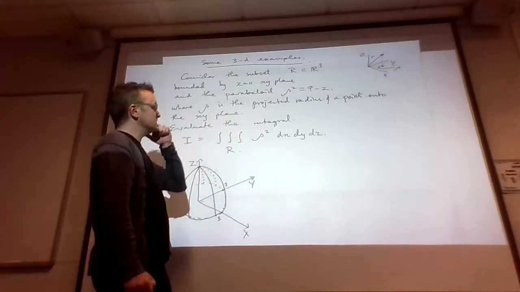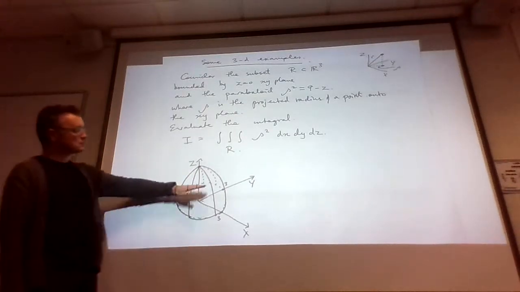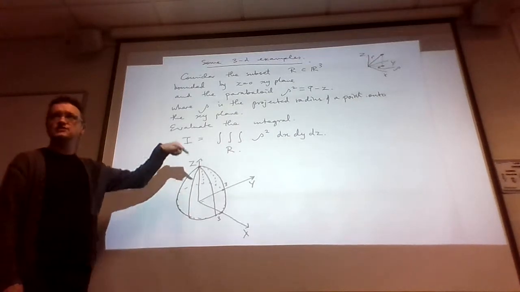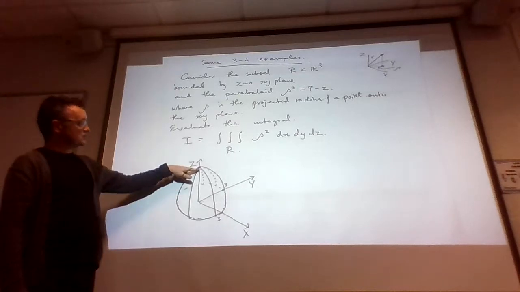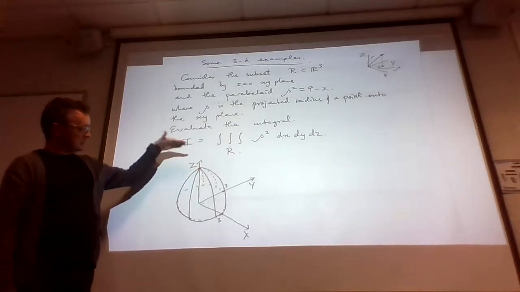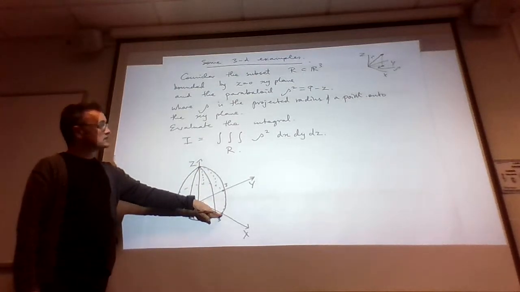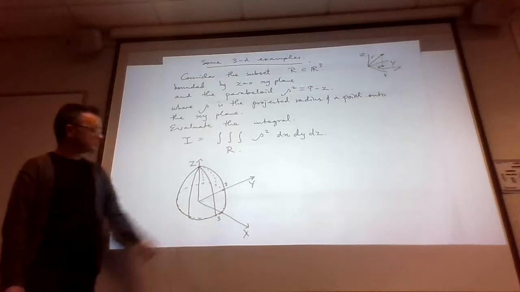So rho is the projected radius. So if you cut this paraboloid parallel to the xy plane, it'll have a circular cross-section of radius rho. And the radius goes from a radius of 0 up near the point at the top, down to a radius of 3, because you have rho squared equals 9, down at the z equals 0 level.